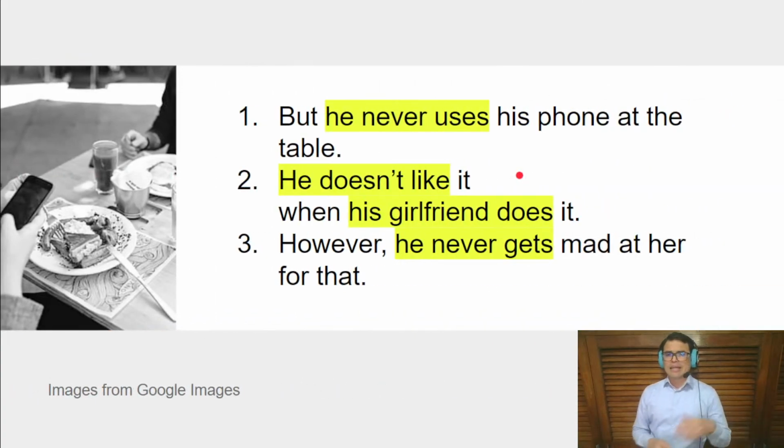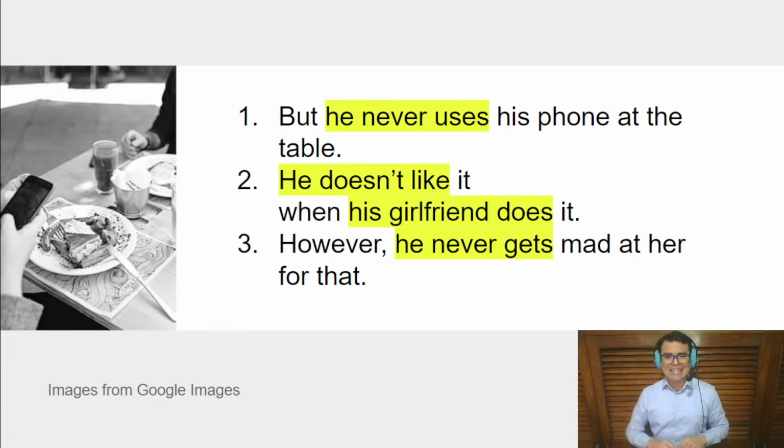Then, here in this picture, simple present, to talk about factual information. But he never uses his phone at the table. Subject he, frequency adverb never, verb uses. It is conjugated according to the subject, which is in first person and third person singular. That's why your verb finishes in s.